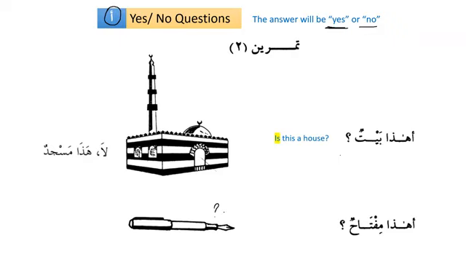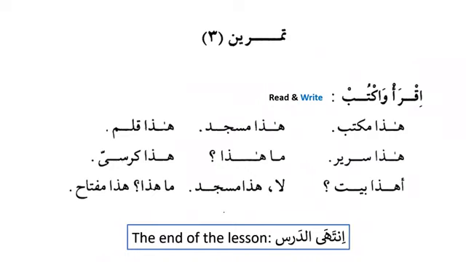Is this a key? La hadha qalamun. This is a pen. Excellent. Ahadha qamisun. Is this a shirt? Naam, hadha qamisun. Yes, this is a shirt. Ahadha najmun. Is this a star? Naam, hadha najmun. Excellent. Okay. And now we have exercise for you, tamreenun. Okay.